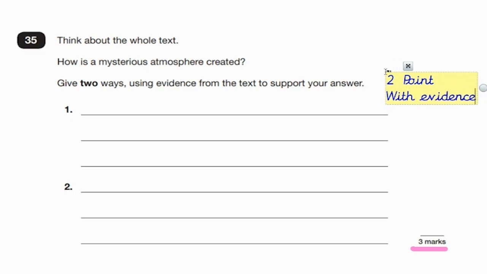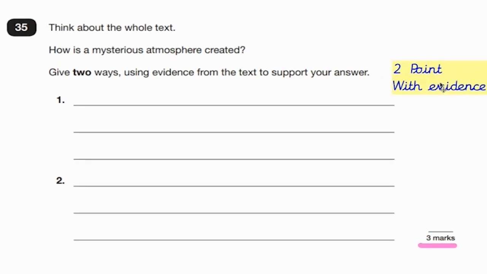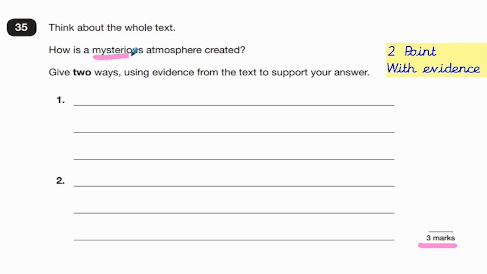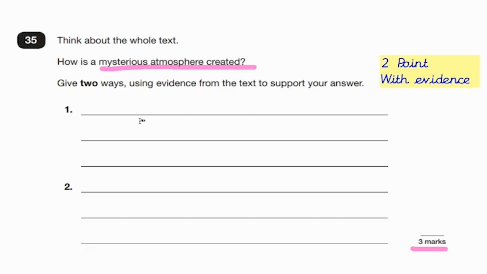Give 2 ways using evidence from the text to support your answer. How is a mysterious atmosphere created? So this is a kind of ghost story, and the writer has intended it to be mysterious, but how have they done that? So we need to go back to the text and find ways the writer has made it seem mysterious. Let's have a look.